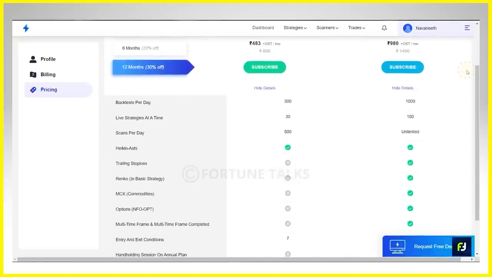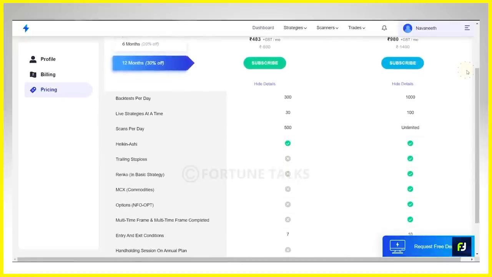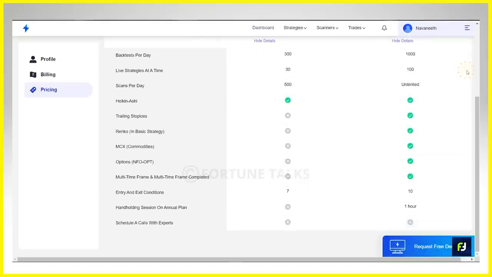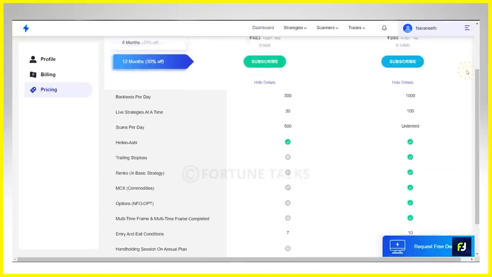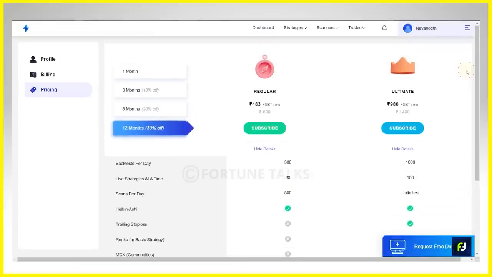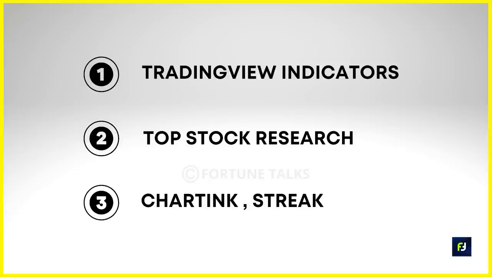But this is not a recommendation or promotion. I'm talking based on my experience because I have used this for backtesting my strategies and paper trading automatically before I trade with real money. So I think that is all the 3 methods that I wanted to share. All of them have their own pros and cons. So try all of them and choose the one that works well for you.